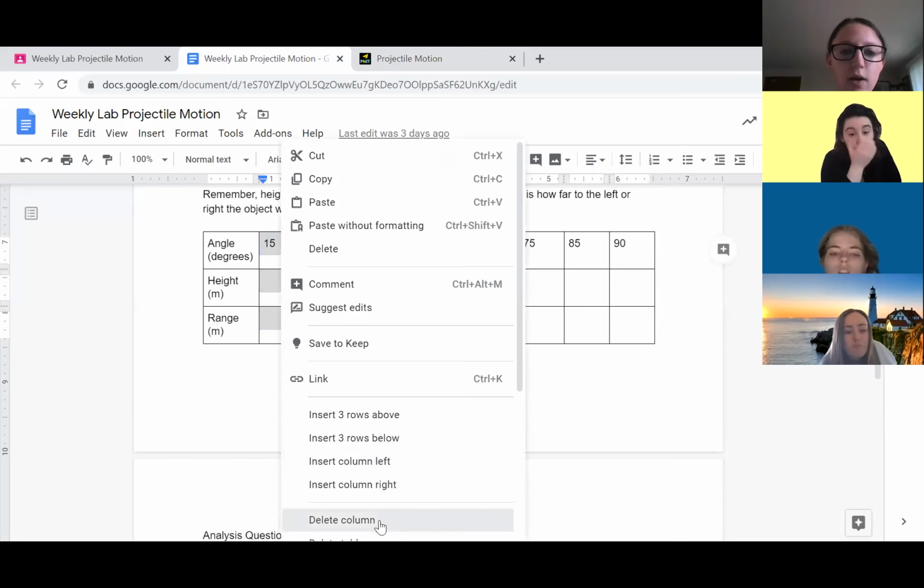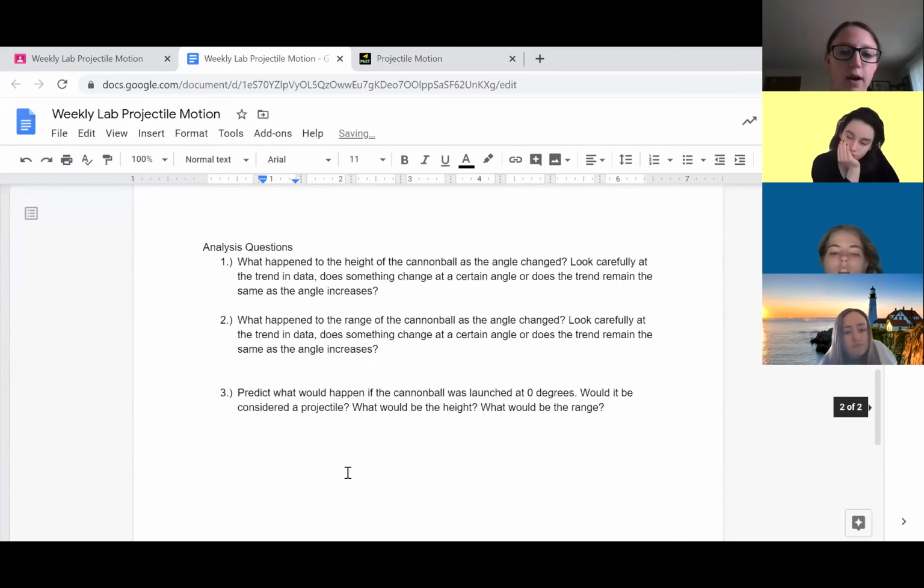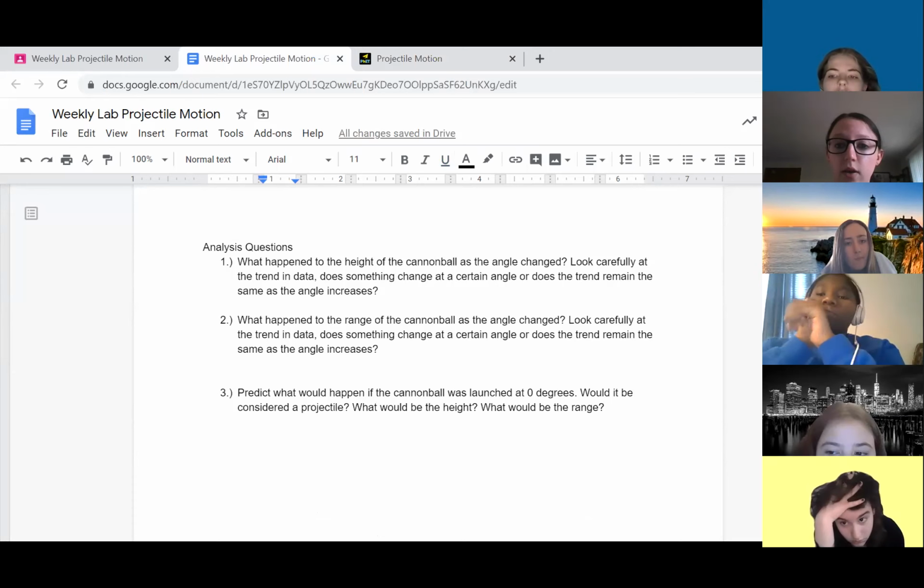In terms of your cannon, you can't set it to 0 degrees. You need to think about whether, if you launch something at 0 degrees, it would be considered a projectile. If it is a projectile, what would its height be? What would the range of that object be? So that's all you're going to be doing in terms of this period.